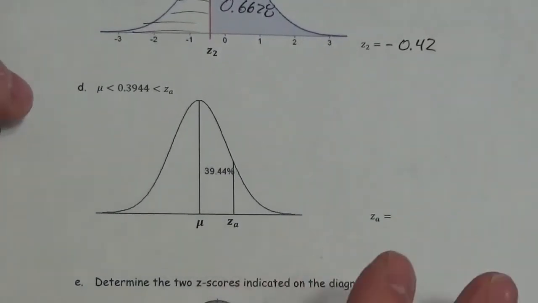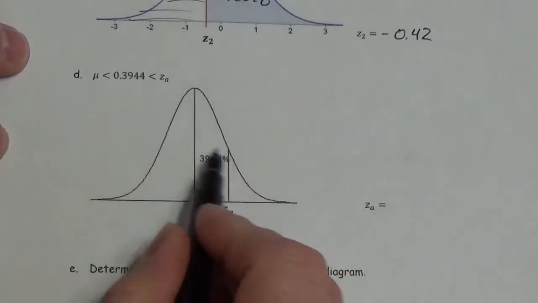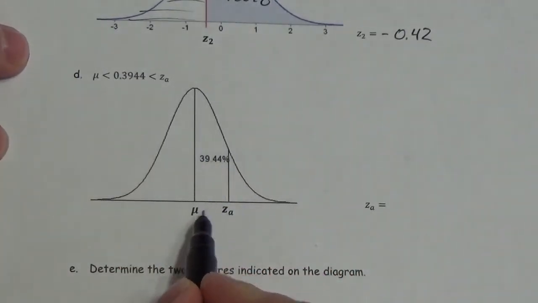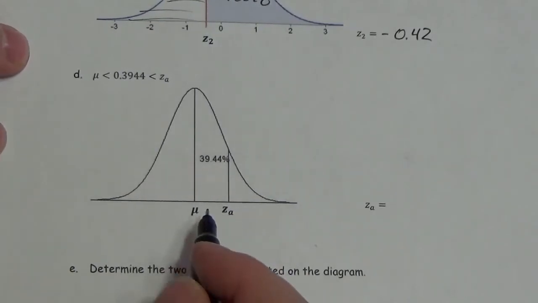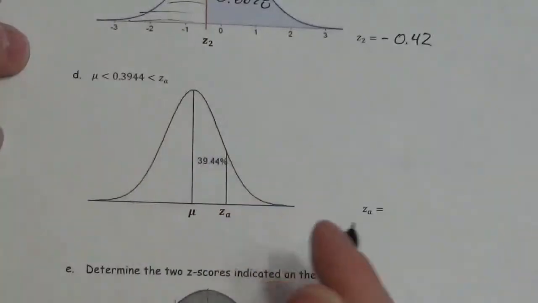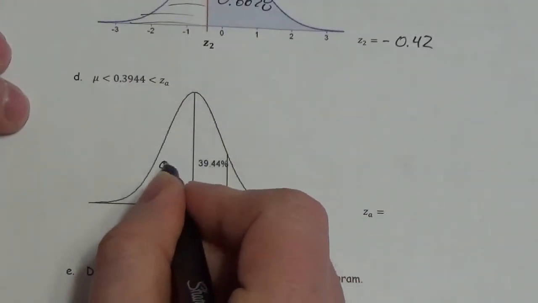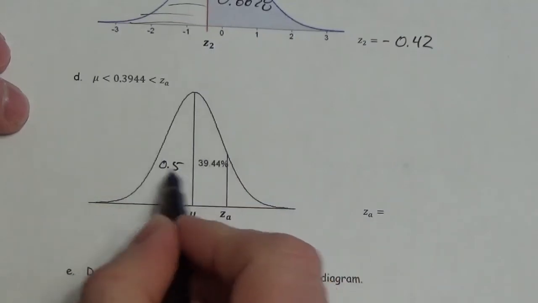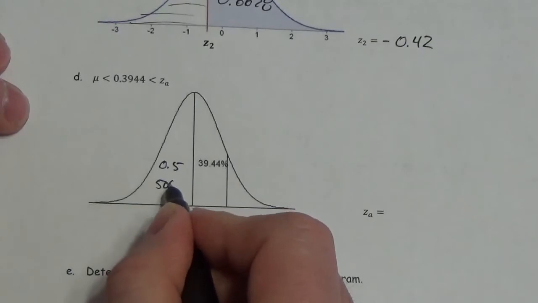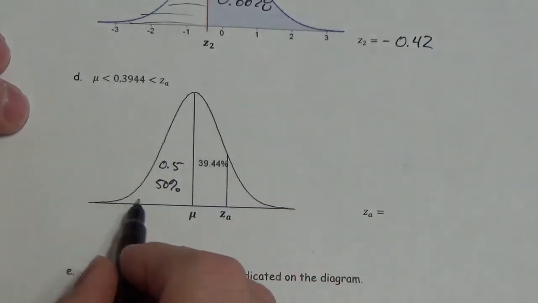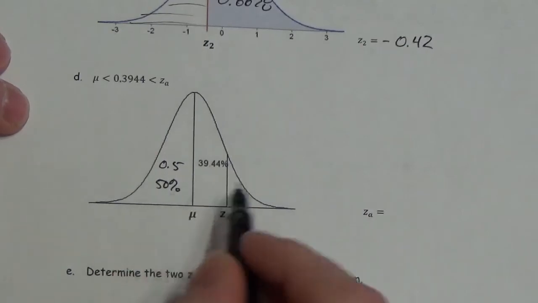Now, this one is a little bit different here because the area that I'm giving you here is the area between these two, between the mean and that particular z-score. Well, I want the full area here. But I just got to remember that this is half. This is half of the full graph here. So which means this is 50% of the data here. So to get all of the data up to that z-score, I just got to add those two together.